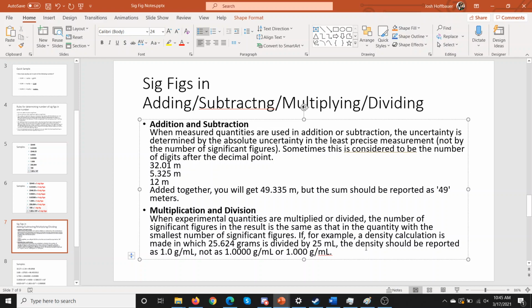So if we multiply or divide these numbers, the answer should be reported as having 2 sig figs, as with this 25 here. Your calculator might give you something like this, but we want specifically 2 sig figs. Now, the answer is going to come out to about 1. So 1.0, those are our 2 sig figs.